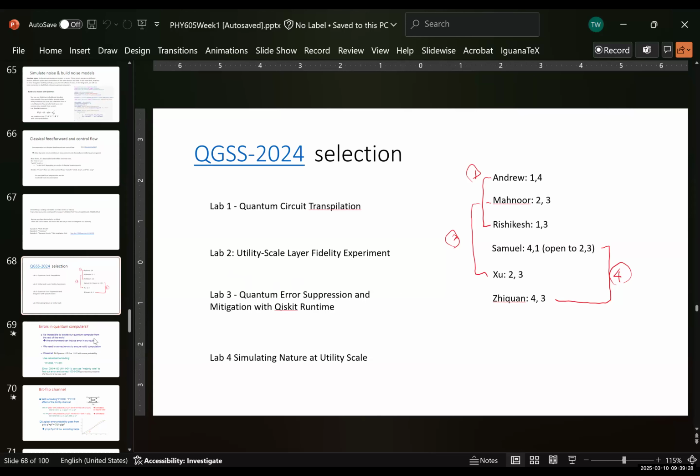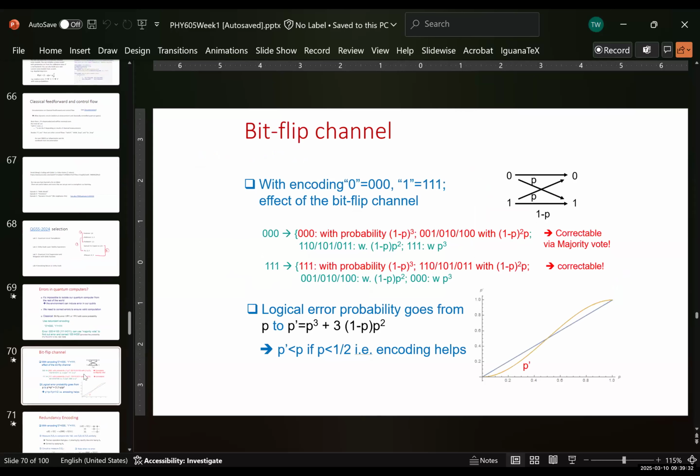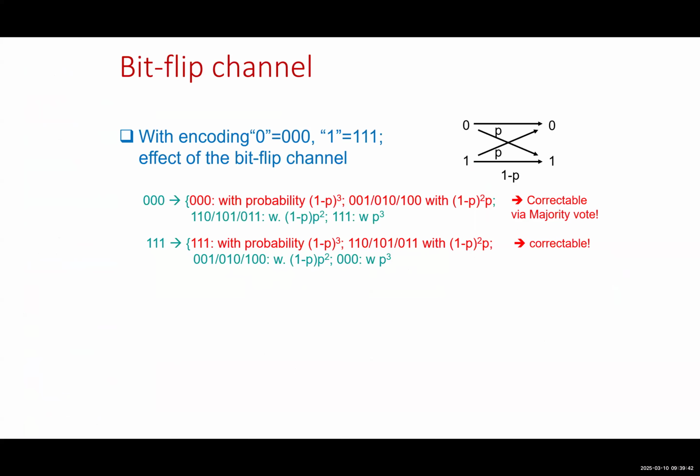So I will start with some review that we have. Actually, most of you know error corrections already. You took QS last semester. But let me just review this idea. We start with classical bit channel.